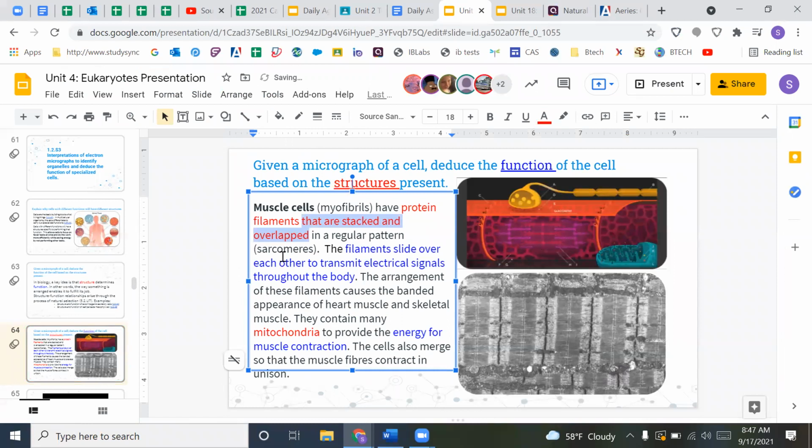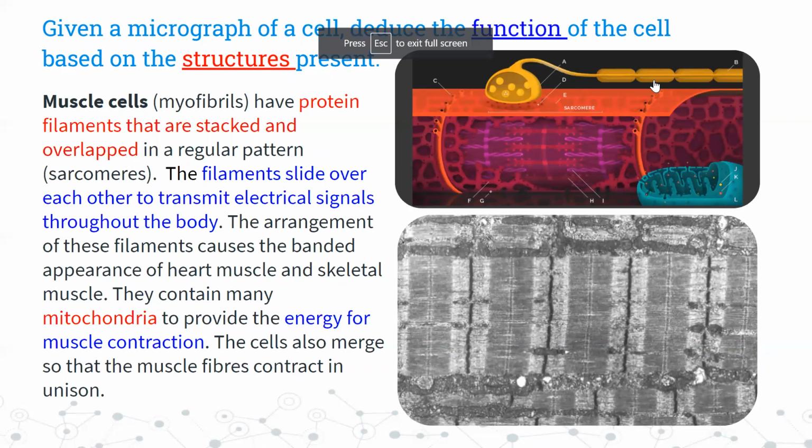Write that in red. And then that is the structure, right? This is a specific layout. You can kind of see it in this image, but you'll see it better in the video I have for you. So that's the structure. The function of that, this overlapping stacked structure, gives it the function of contraction. You guys know how you can contract your muscles, right? They shorten and then lengthen, and shorten and lengthen. And how that happens is because these filaments slide over each other to transmit electric signals, and that causes them to shorten and lengthen, shorten and lengthen.